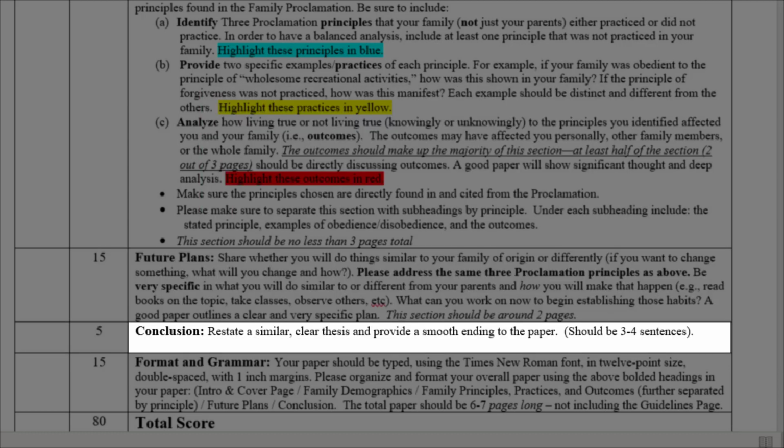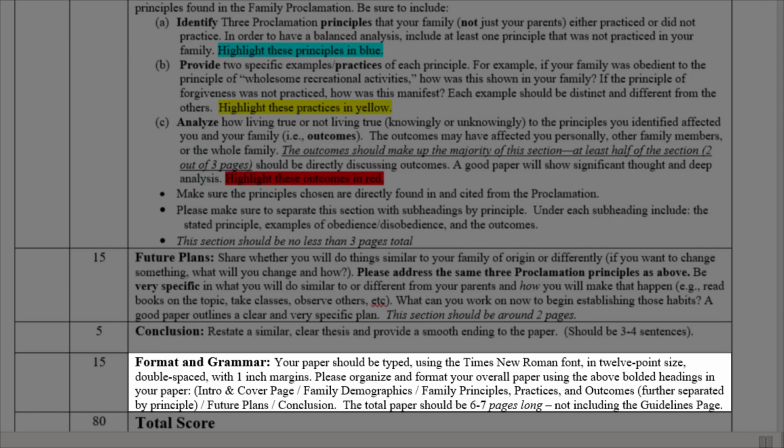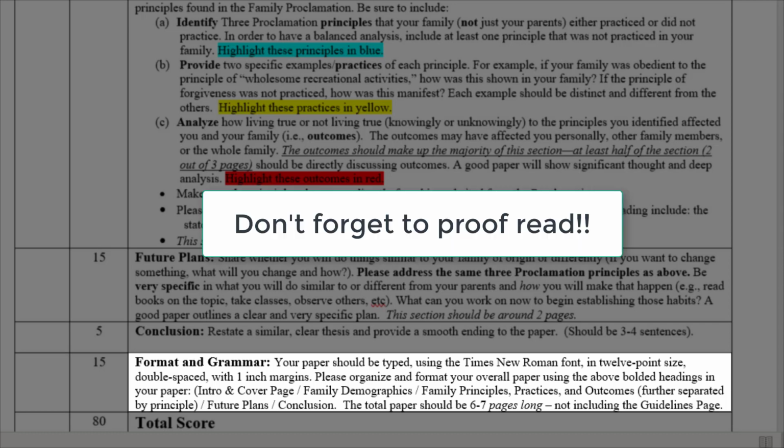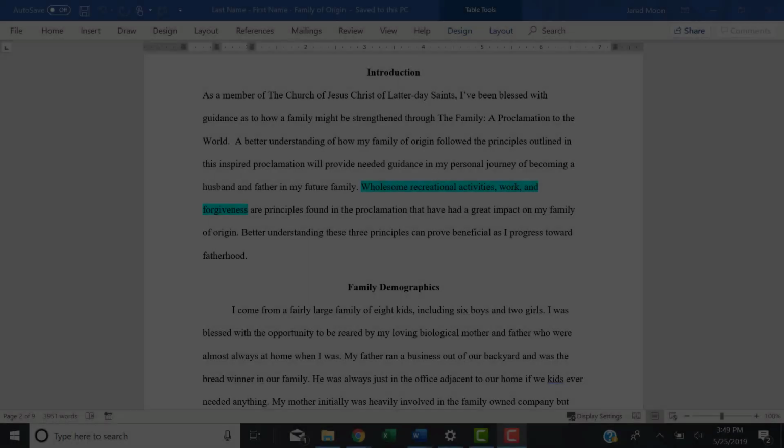Finally, conclude with a conclusion. This should be very similar to your introduction and should restate each principle. It should be brief and straightforward. The only other thing you'll be graded on is basic grammar and formatting. This is not an English class, but please proofread your paper before submitting it for grammatical errors. And be sure to follow the formatting instructions in this video and on the assignment itself.